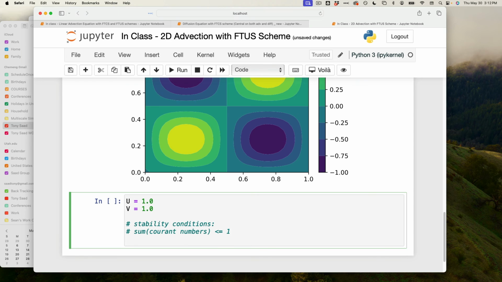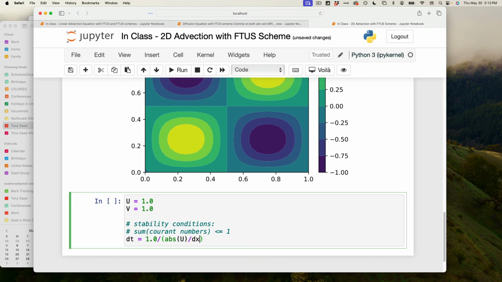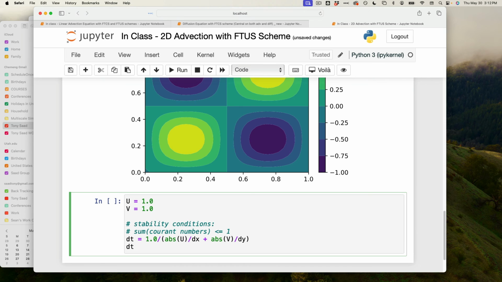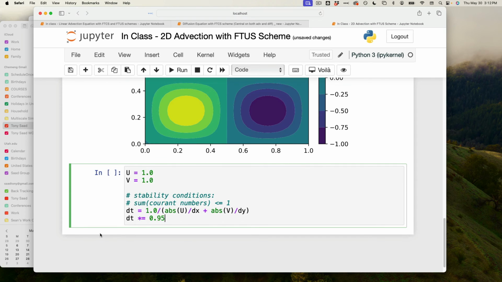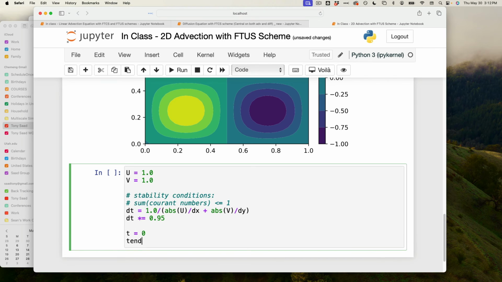So then if you solve this equation, sum of Courant numbers, you get dt is equal to 1 over the absolute value of u over dx plus absolute value of v over dy. Okay. Now, you know, I like a little safety factor here. So instead of 1, maybe we put 0.95. Okay? So that's the condition that it tells us. Then I say dt is just take 95% of that. Okay? Just rescale it a little bit. Okay? Now, I'm starting from t equals 0. T end is equal to 2 seconds, let's say.